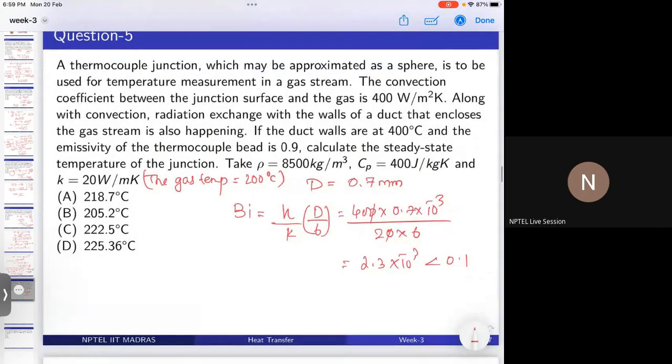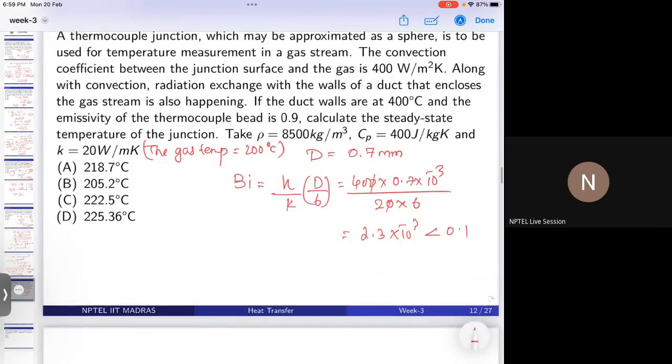So we just need to equate the radiation heat exchange and the convection heat exchange. So what is convection heat exchange? The heat transfer coefficient times the surface area of the sphere, times the temperature of the sphere minus T infinity, that is the temperature of the gas stream, should be equal to the radiation heat transfer, that is emissivity times sigma, the surface area, T wall raised to 4 minus T raised to 4.